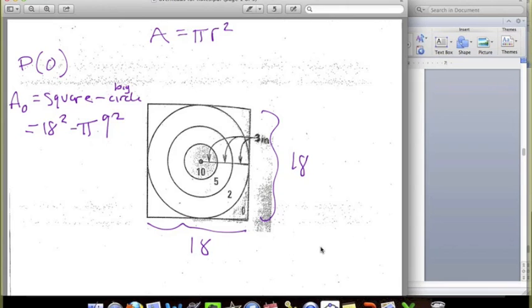Type this into your calculator, including the pi. Okay? So 18 squared minus pi times 9 squared. You can just use 3.14, or you can use your pi button. It won't make that big of a difference. And I get 69.53.